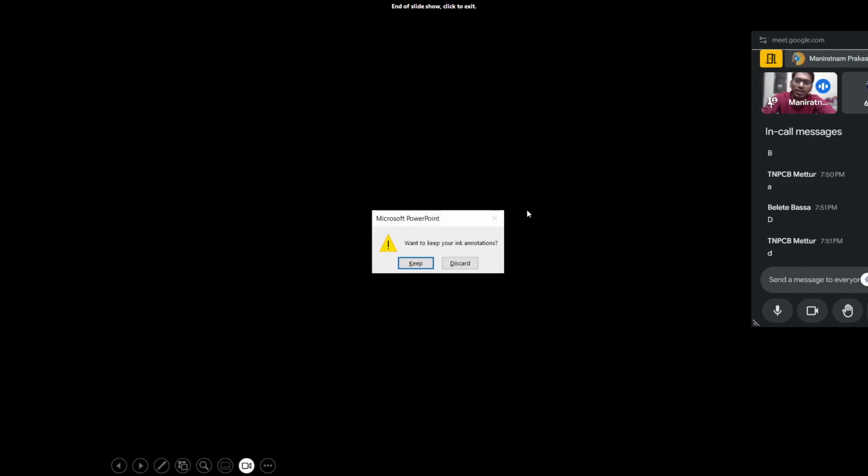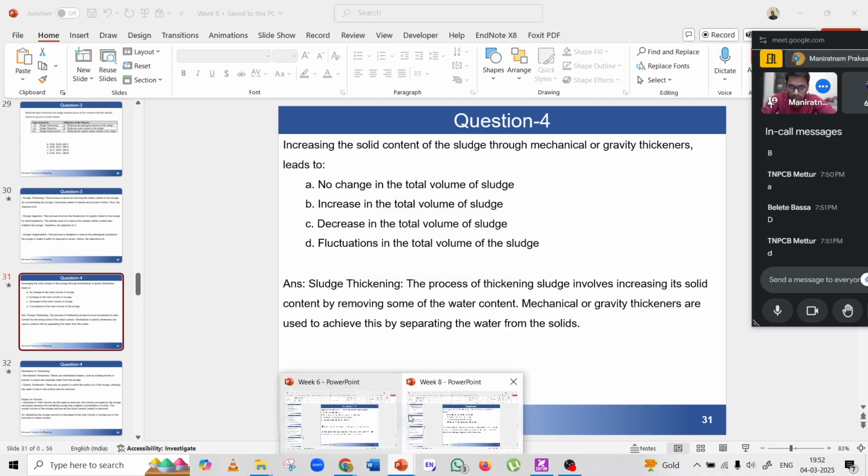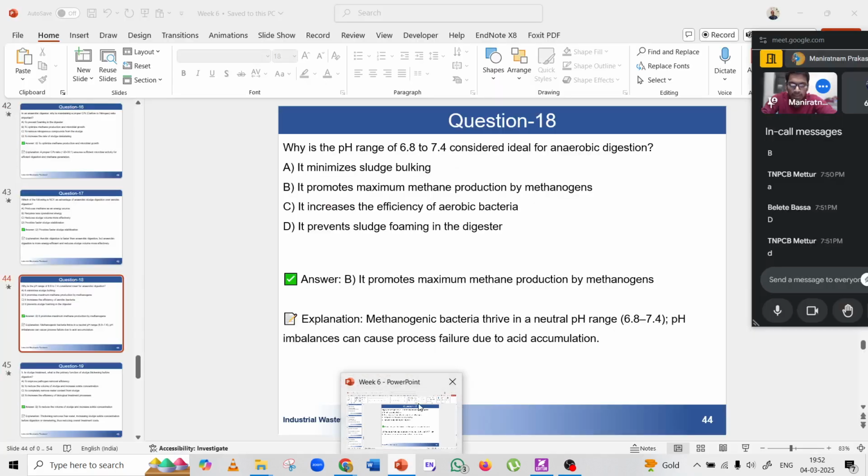So that was all about today. Does anyone have any doubt regarding this? I will take care of assignment 5, question number 9. Apart from this, any other problem or any doubt?